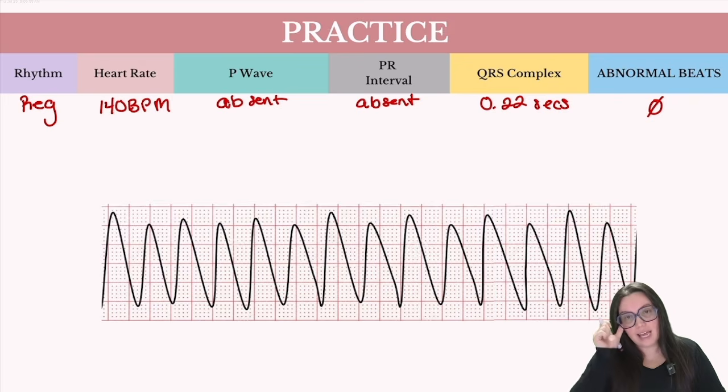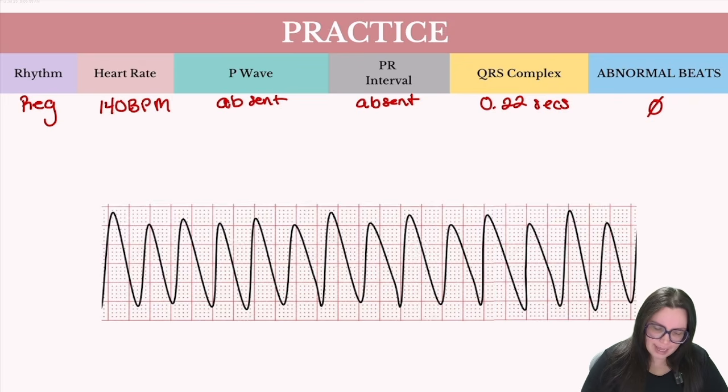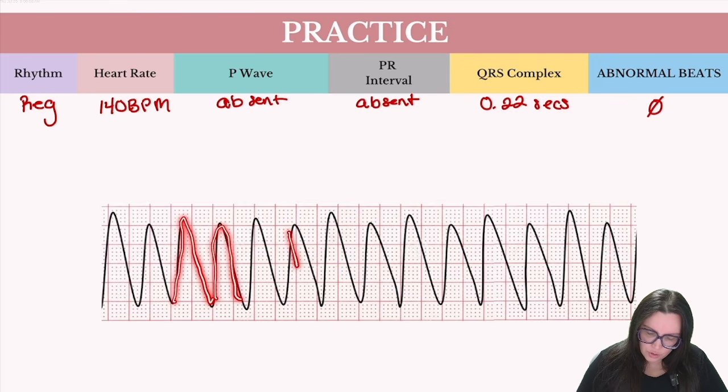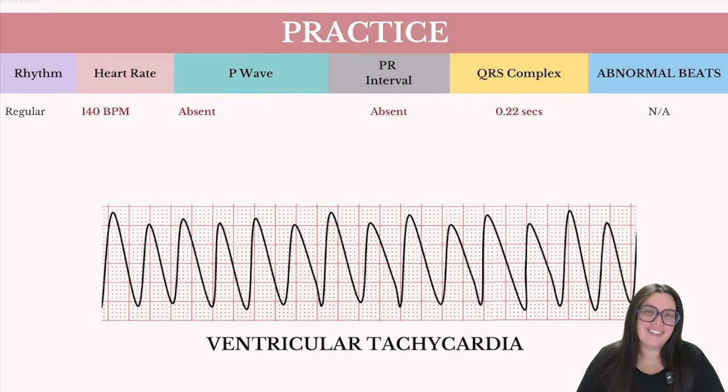So the big thing here is I have no atrial activity, I have a big, wide, ugly QRS complex, and I have what looks like tombstones, right? These kind of look like tombstones, or you can say they look like V's. So as I know, whenever I have a rhythm that looks like this, I am dealing with a ventricular tachycardia.